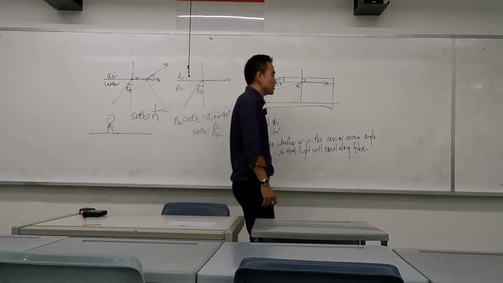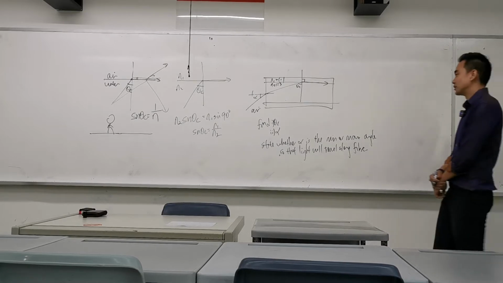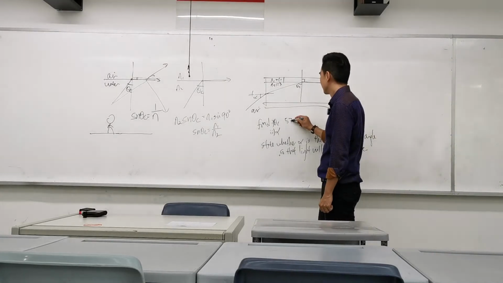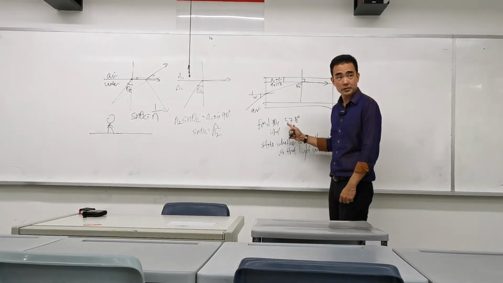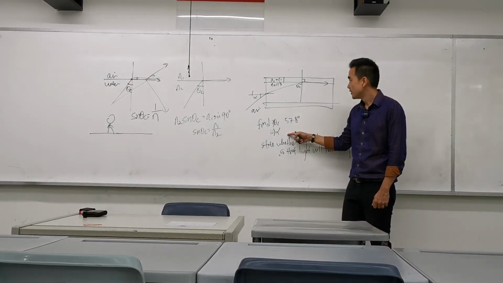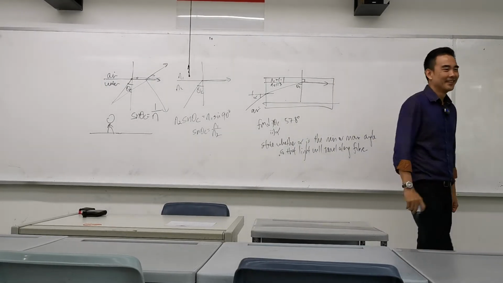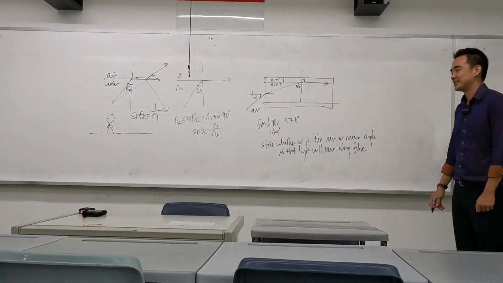The values I quoted are good enough. There might be a case where you can't find any answers. 57.8, that's for theta C, I guess. Is this 57.8 or alpha? Theta C is 57.8. This one? No. Yes.